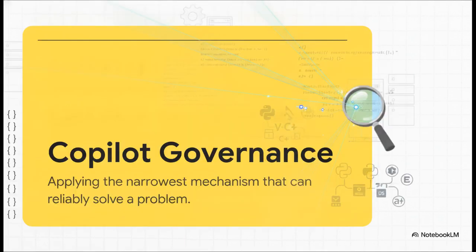So the absolutely crucial point here is that Copilot governance isn't actually about restriction at all. It's about context efficiency. It's the practice of always using the narrowest, most specific tool for the job. You definitely don't want to load a massive set of global rules just to solve a tiny, localized problem. We really need precision here.